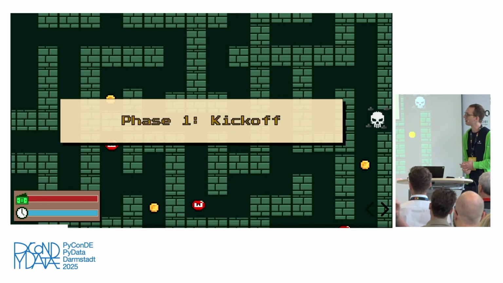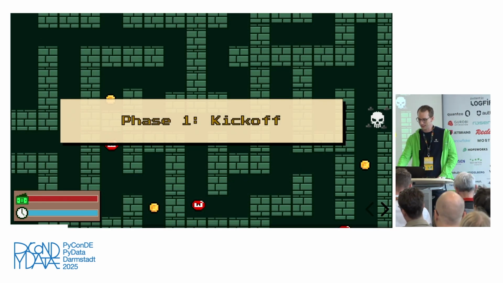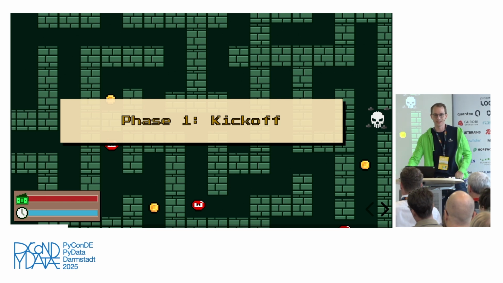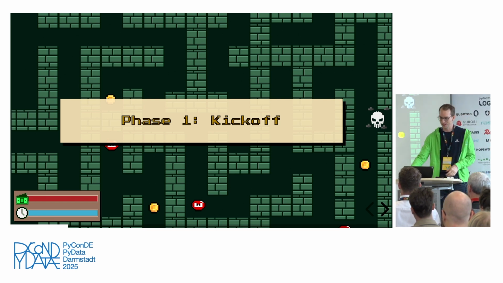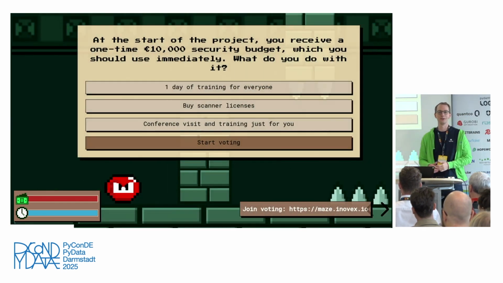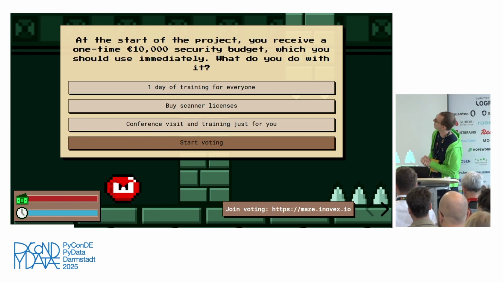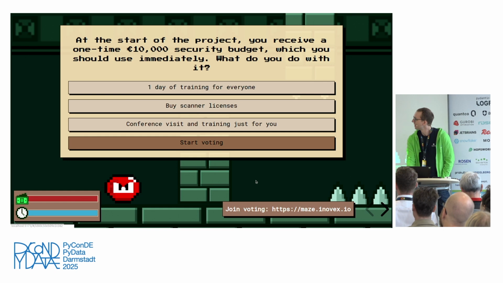So let's start with kickoff. In the beginning of the project, everyone is very motivated, and also your manager. And he hands over to you 10,000 euros and says, security is very important for me. Here you have some money, let's start something right now. So your first real decision now is, how do you want to spend this initial 10K?